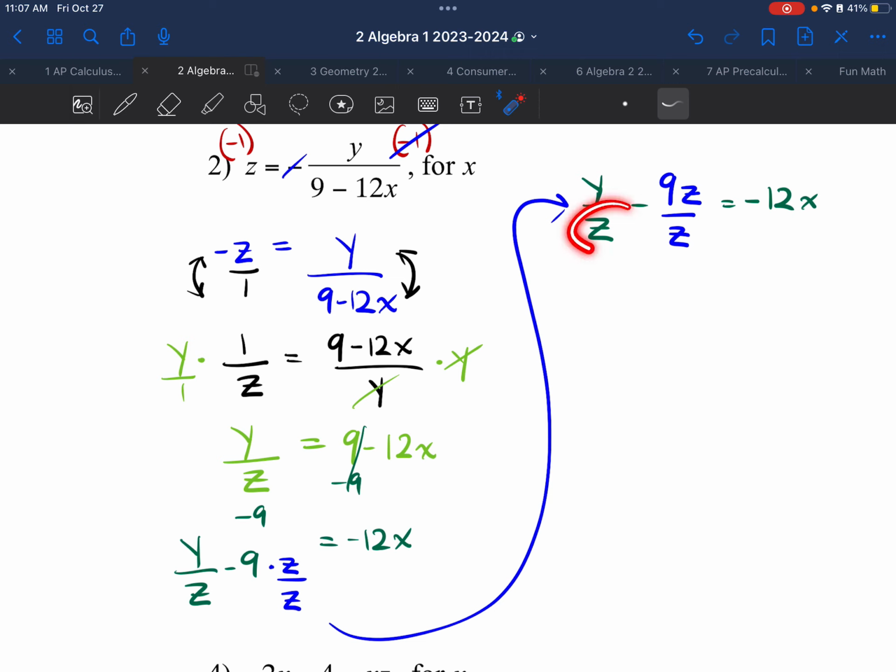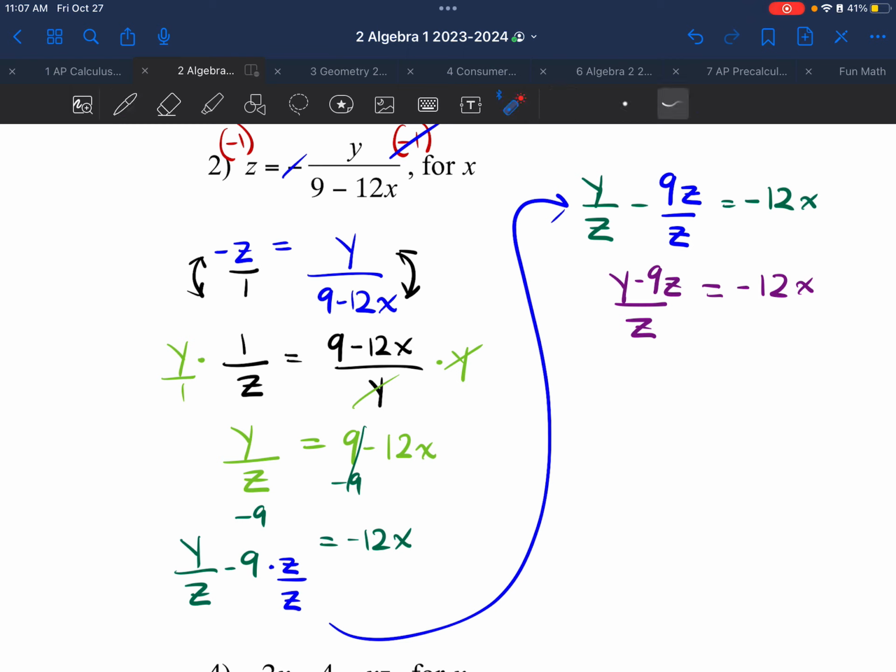So when you add or subtract fractions, you keep the denominator. So I'm going to say that this is still something divided by z. And on the top, it is y minus 9z. Okay, and on the right-hand side, I still have this negative 12x.